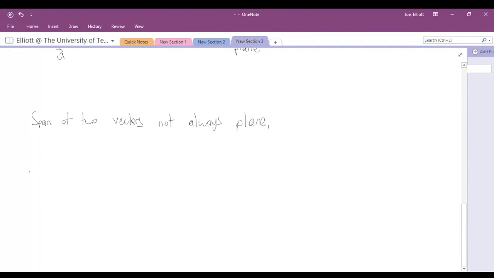So looking at the other possibilities that you might see. There's a trivial case where both of your vectors happen to be zero vectors. A zero vector has no length, so it's just a point. In this case, the span of u and v would also just be a point, the zero vector itself. That's a little bit of a silly case, but worth mentioning.